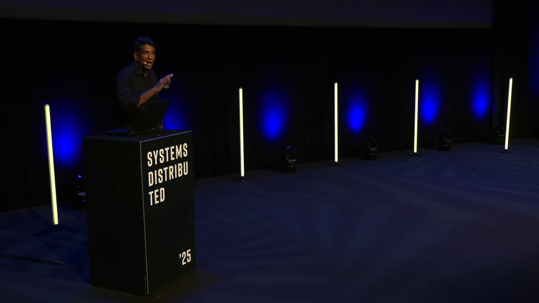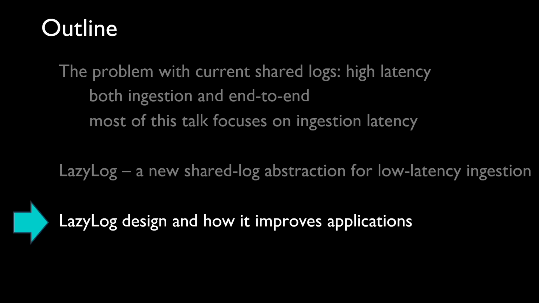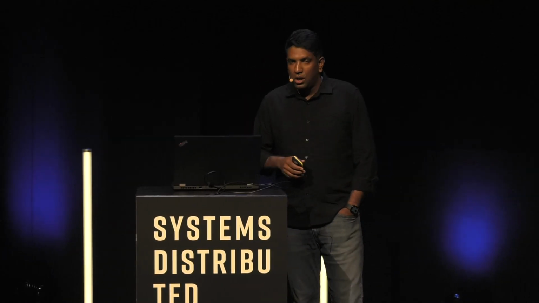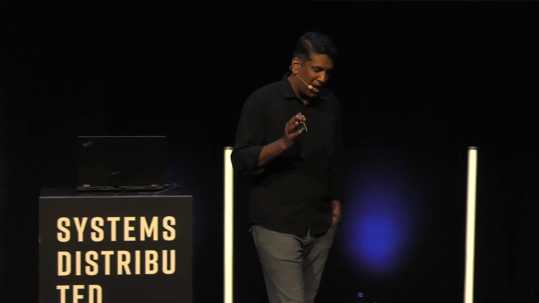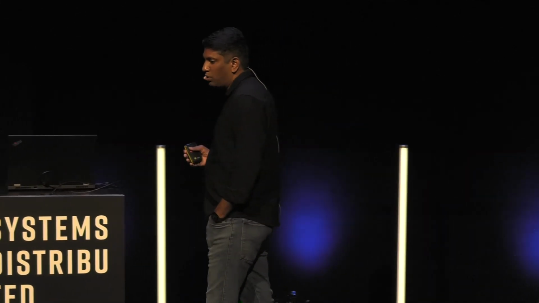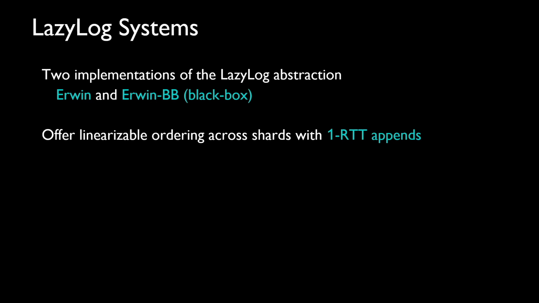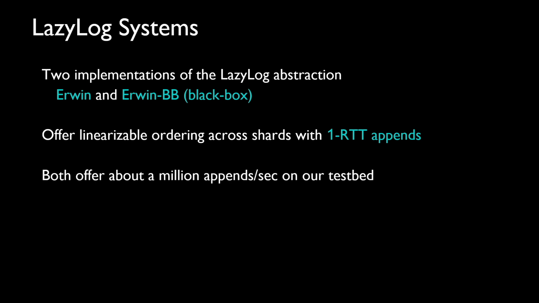So that is the LazyLog idea and the abstraction, right? Now, I'm going to talk about the system design, which implements this abstraction. So we built two implementations of this abstraction. They're called Erwin and Erwin-BlackBox. Both these implementations give you total ordering across shards, and they give you that in one round trip time, right? You just need to take one round trip through the network, and you get linearizable ordering.